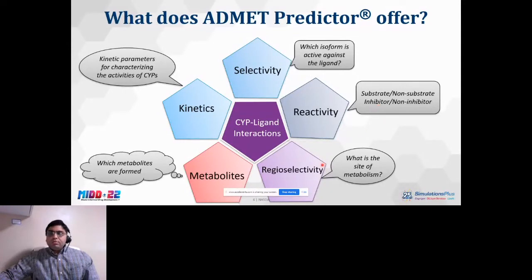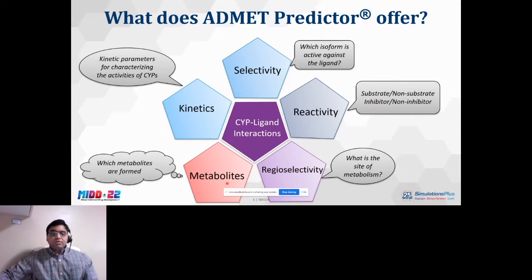The third group of properties which we predict in ADMET Predictor is regioselectivity. Some people also call it sites of metabolism. This group of properties determines which specific part is going to be metabolized. What are the sites of metabolism? If we know sites of metabolism ahead of time, we can shut off the metabolism by proper substitution in that compound, like CH can be substituted with CF, and further different substitutions can be taken into account.